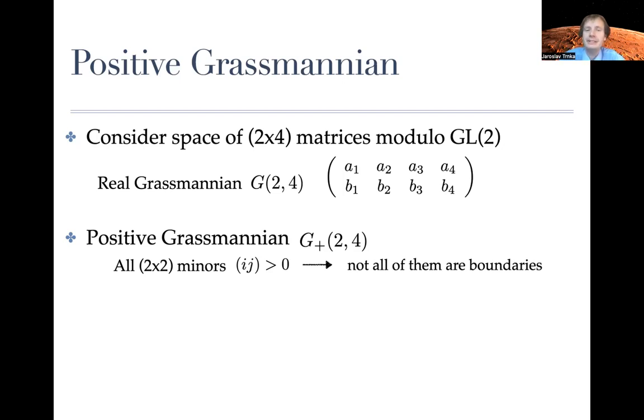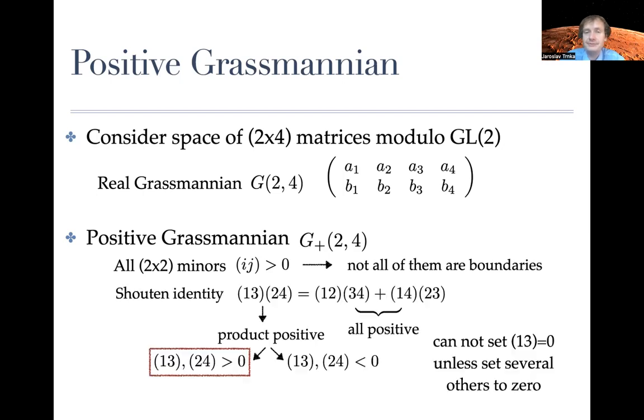The real Grassmannian doesn't have any boundaries. It's just a matrix with some entries. These entries are unfixed; they can take any values. So that's not an interesting space. But if we put in this extra structure, saying that the minors are positive, we get a space with boundaries.